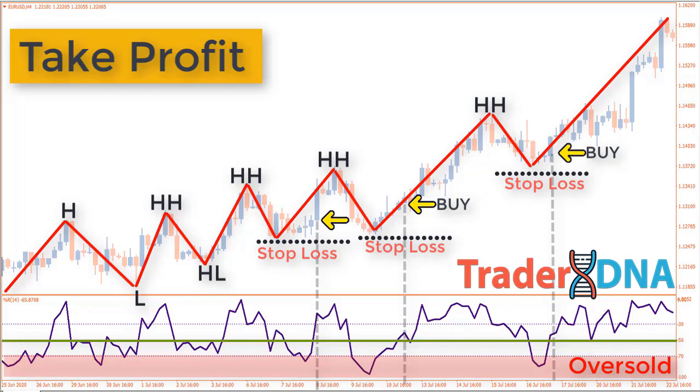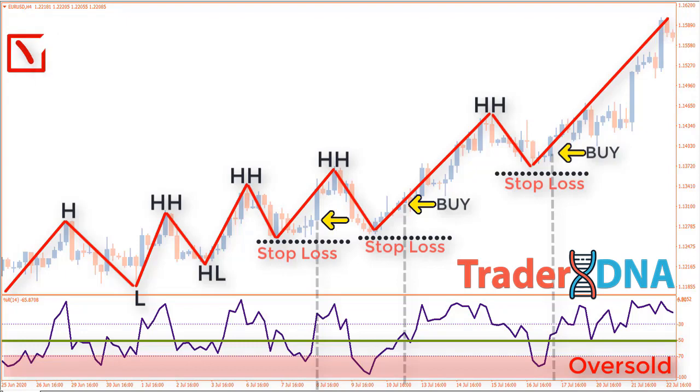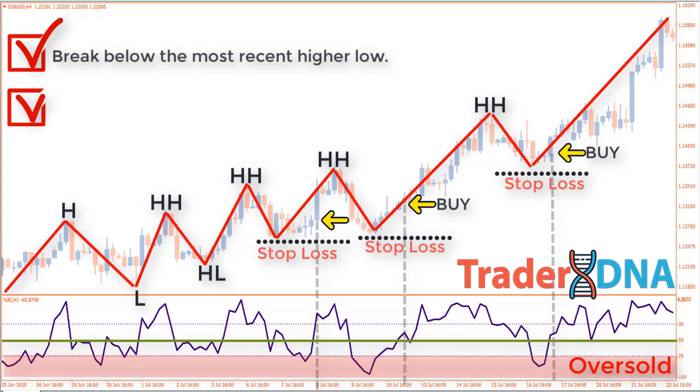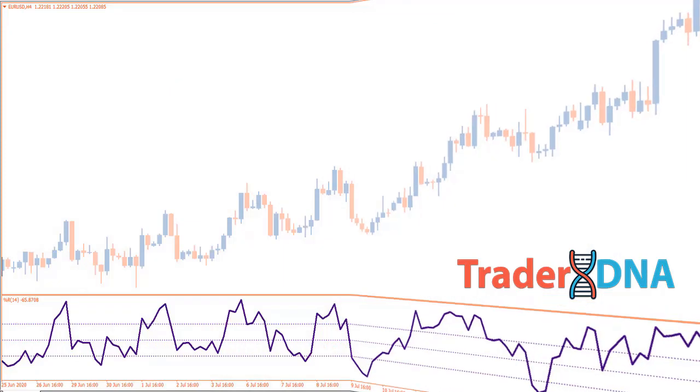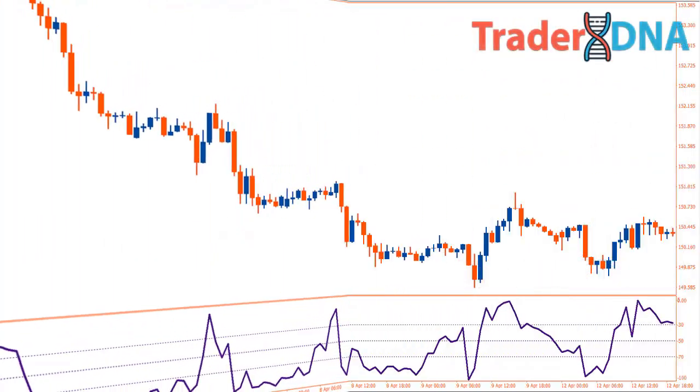In this regard, we look for a break in the trend structure. Respectively, a break below the most recent higher low. Alternatively, you can take profit once the best momentum indicator breaks below the -50 level. Note: this was an example of a buy trade using the best momentum trading strategy. Use the same rules for a sell trade.